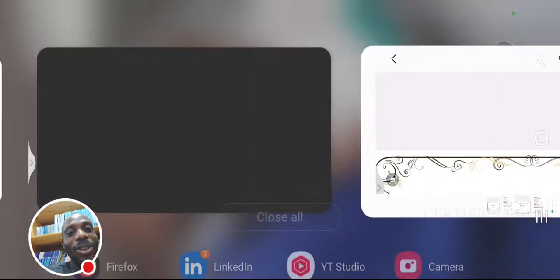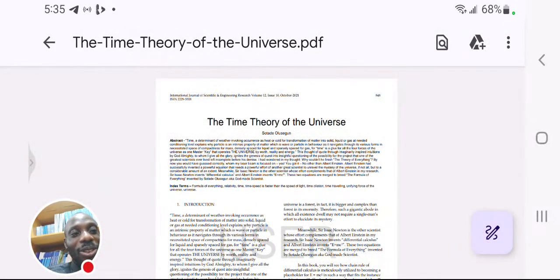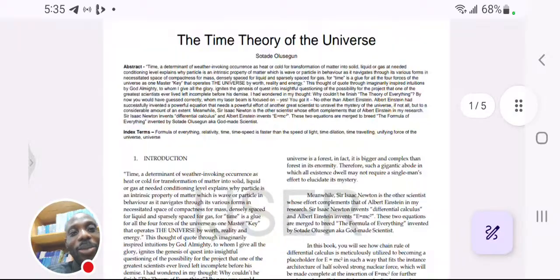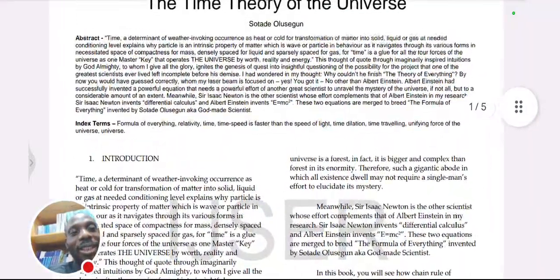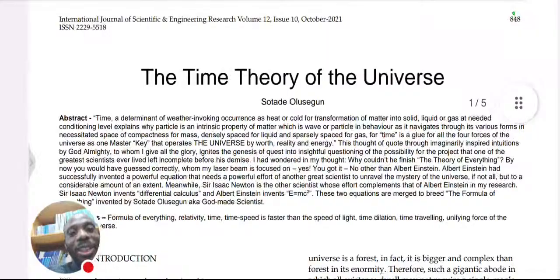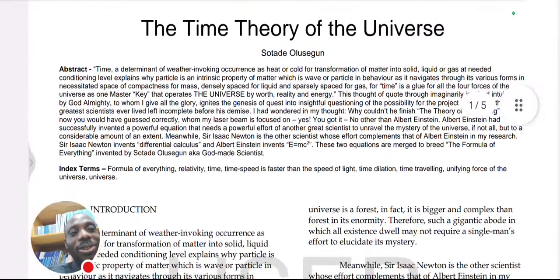So now let's go into that research. I want to start with the time theory of the universe. I want to make it bigger. Okay, so at least we should be able to see clearly like this. Good.